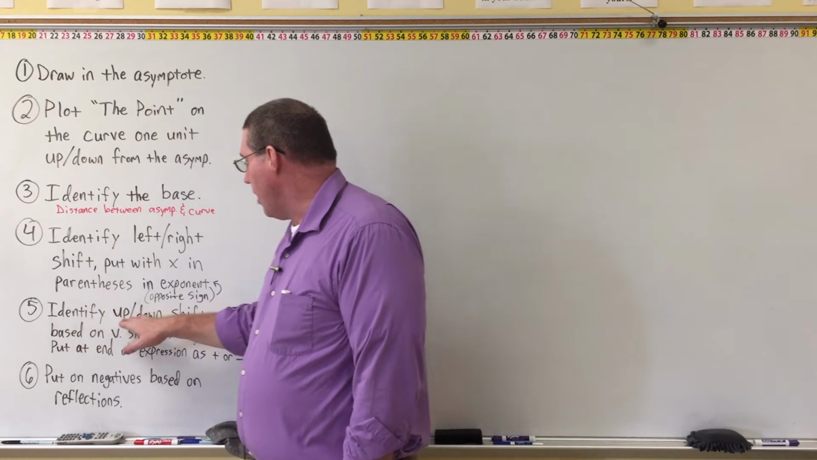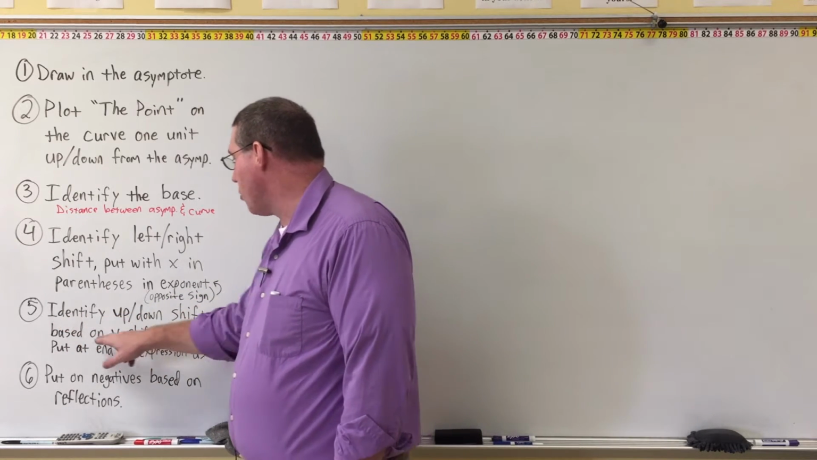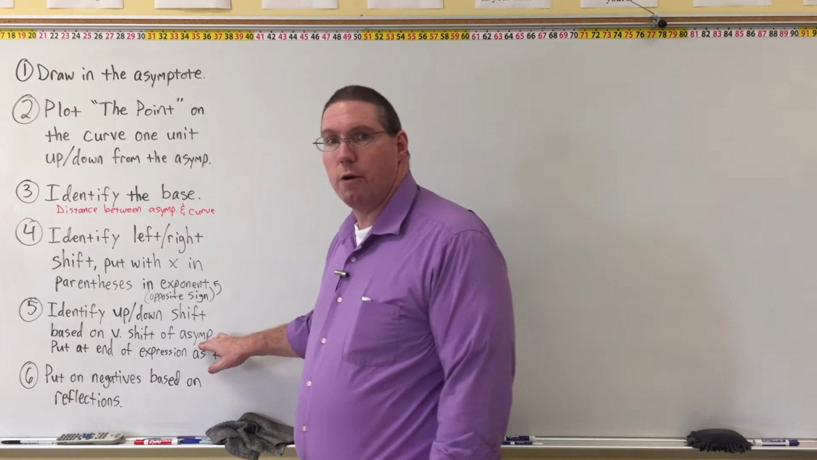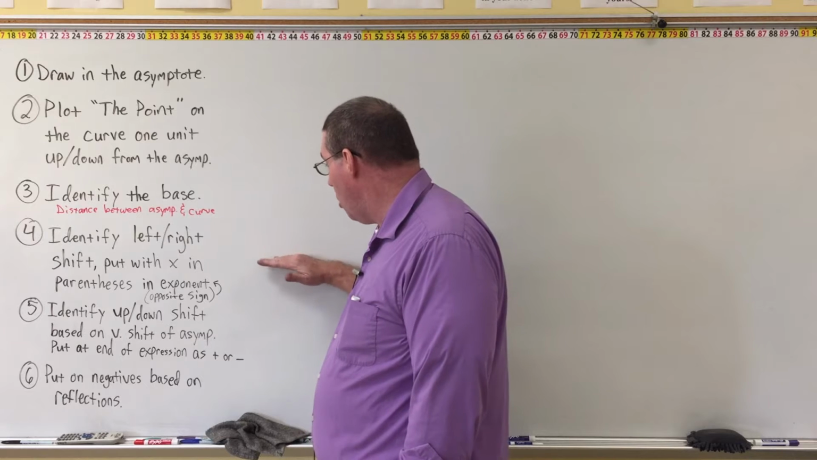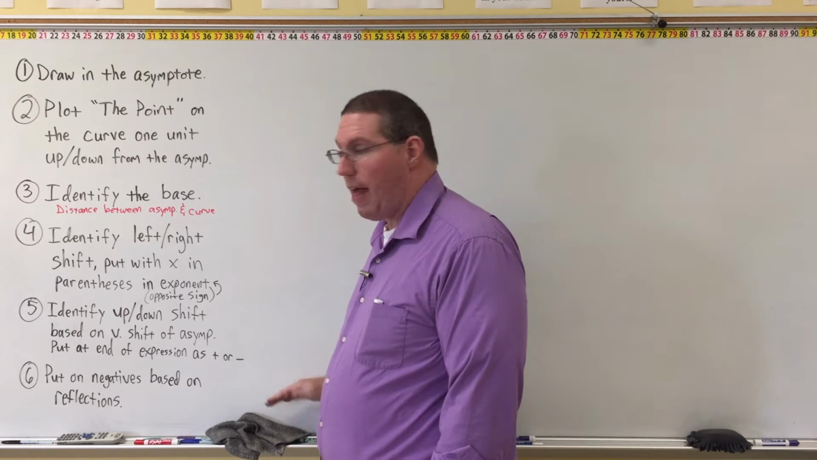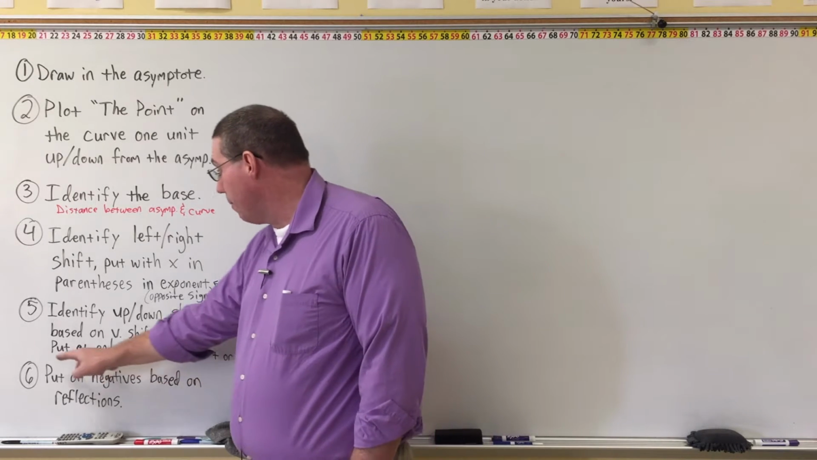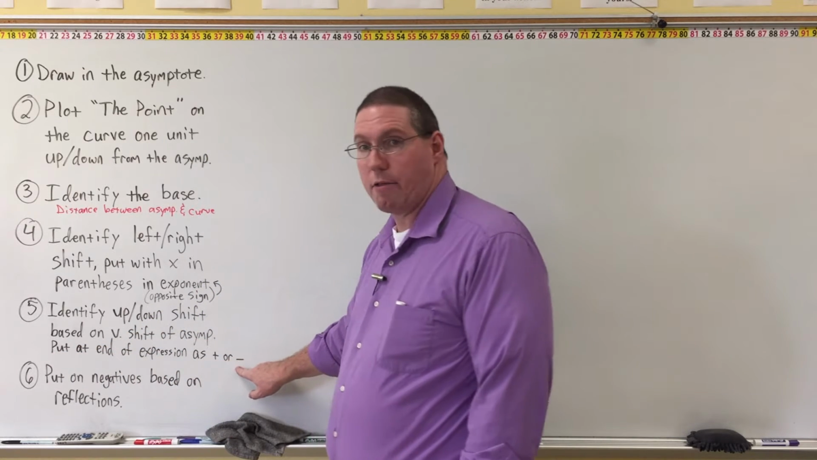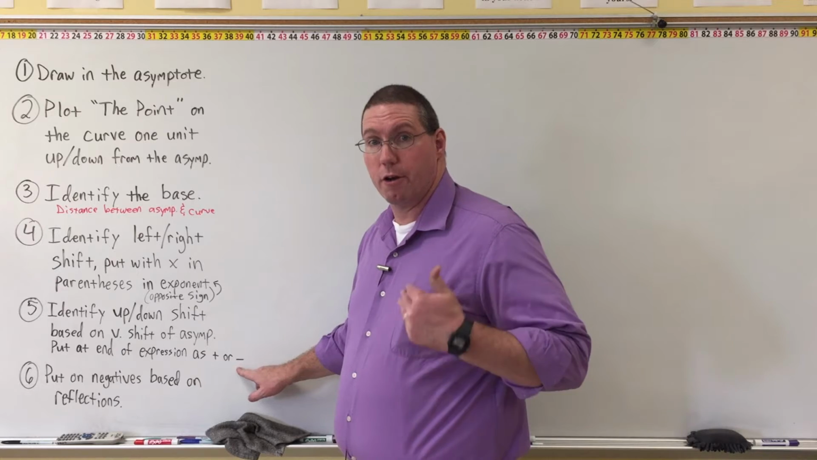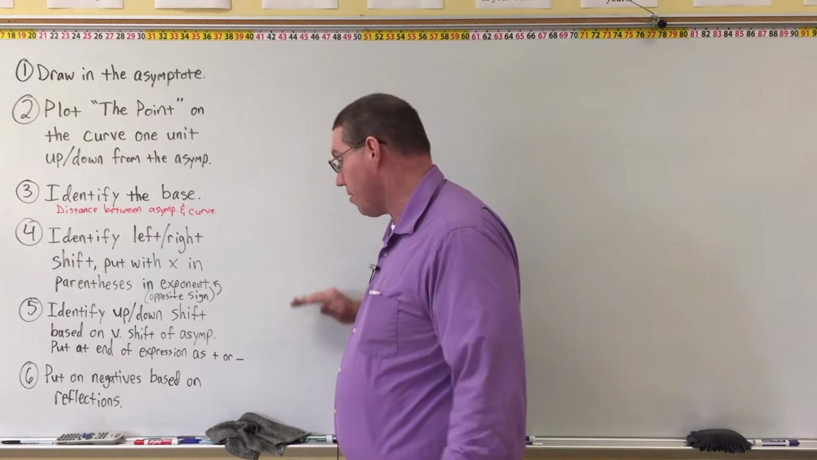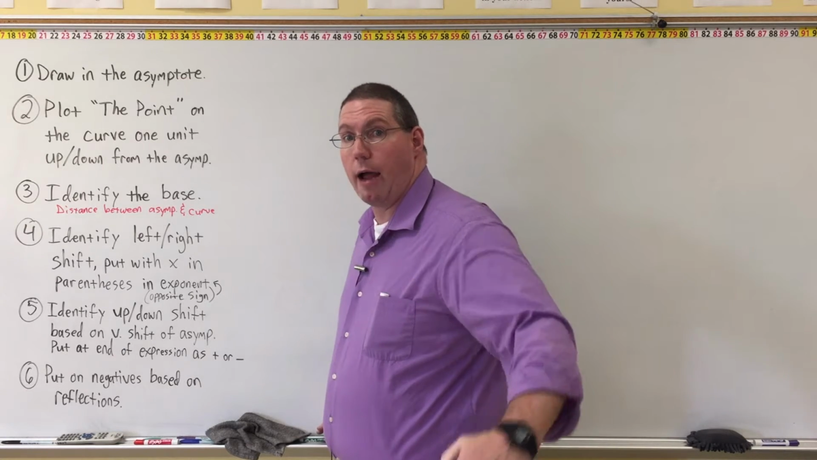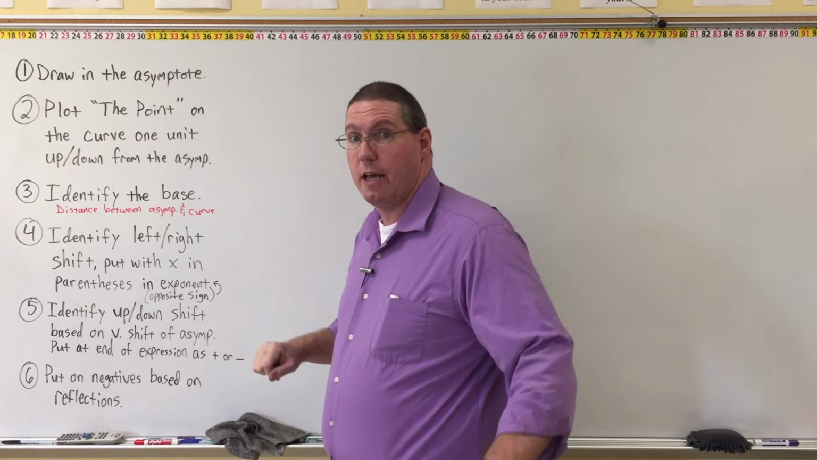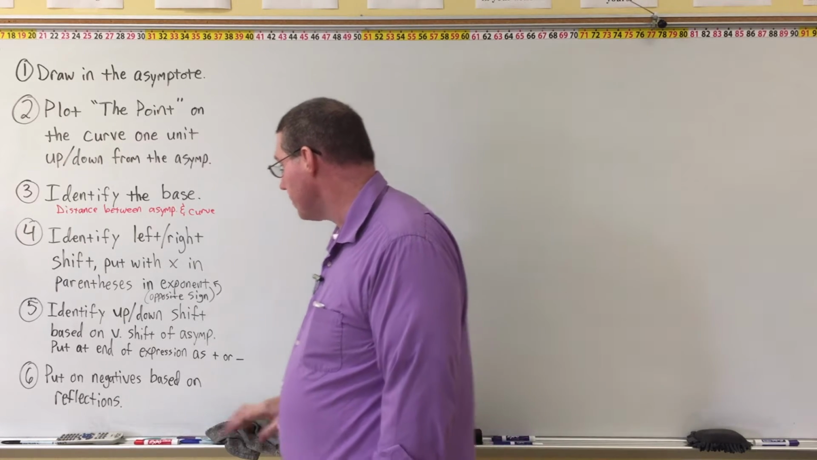Then you're going to identify the up or down shift based on the vertical shift of the asymptote, okay? So if the asymptote is 9 units below the x-axis, that's a minus 9. Where are you going to put the minus 9? You're going to put it at the end of the expression as a plus or a minus. Okay, you are not doing the opposite sign here. You're going to do what you see is what you get. If it's a minus 9 shift, you're going to put minus 9 on the end of the expression. If it's a plus 7 shift, you're going to put a plus 7 at the end of the expression.